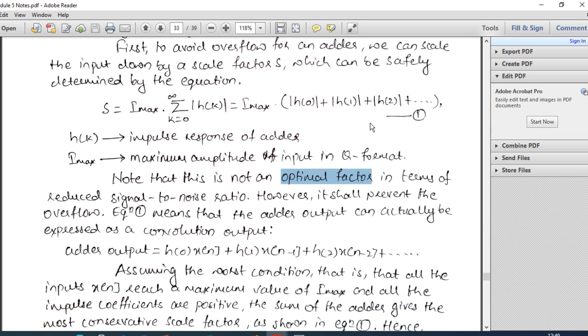The output of this adder is always in terms of convolution output, because the impulse response of the adder is multiplied with the input signal x of n. That is why we get the adder output as h of 0 into x of n, h of 1 into x of n minus 1, and so on. So the output will be the convolution output. Even though we have taken the scaling factor with respect to the impulse response and its magnitude, this magnitude is nothing but the input data magnitude. Therefore, it involves the input signal in terms of convolution output.